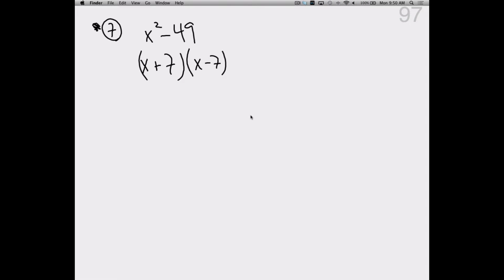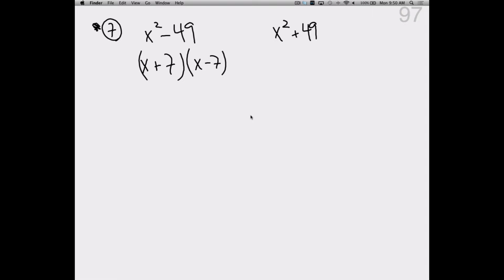Recognizing the difference of perfect squares. The easiest way to think of this is take the square root of the first term. What's the square root of x squared? X minus the square root of the second term. Square root of the first term plus square root of the second term. You're done.